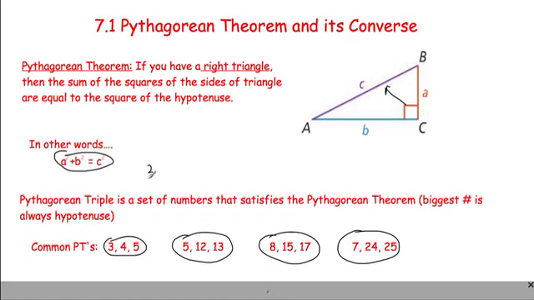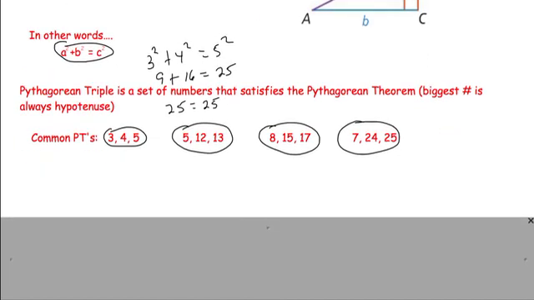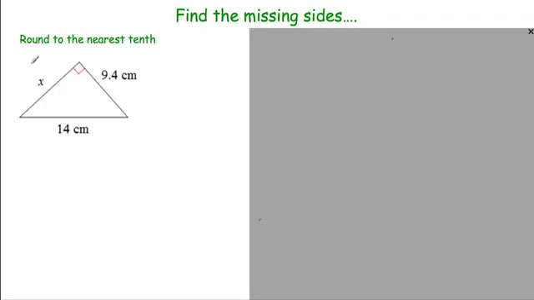In other words, 3 squared plus 4 squared equals 5 squared. 9 plus 16 equals 25. So yes, 25 indeed is 25. It's the side squares that really matter there. All right, let's just get right into it and try some here.